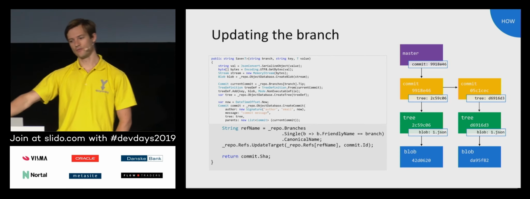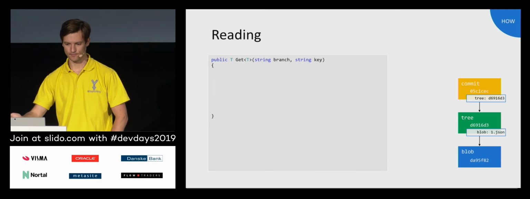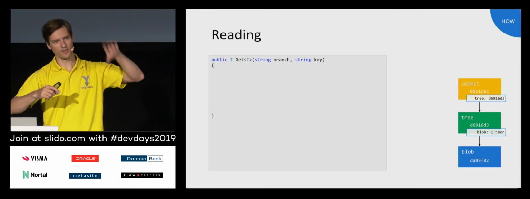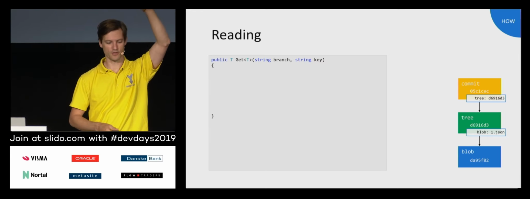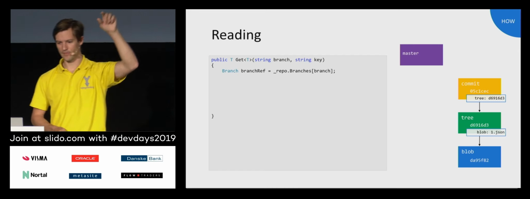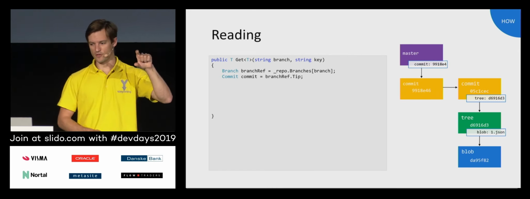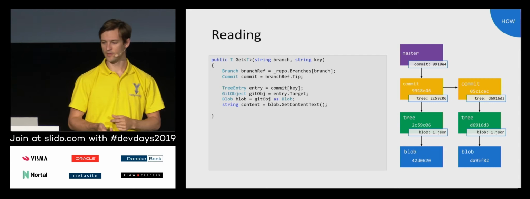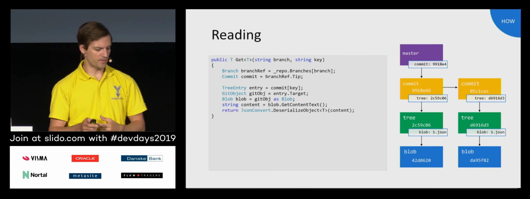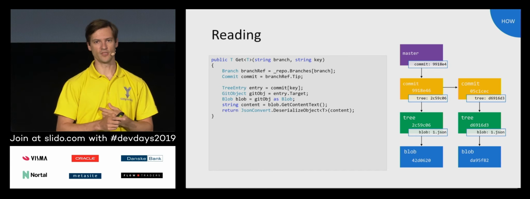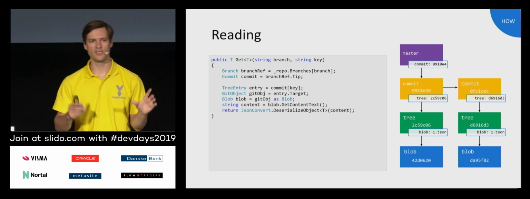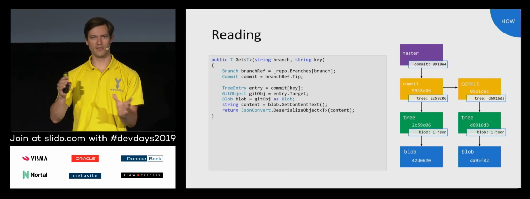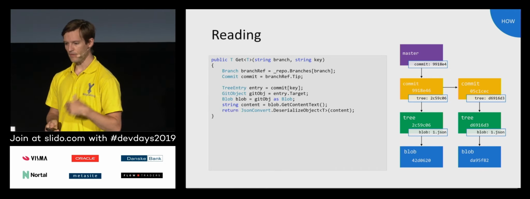So now I've written a file to Git, so how can I get it back out? Well, to get it back out, we'll have to do the reverse operation. We started by writing a blob, a tree, a commit, and a branch. So now I'm going to start from the branch. Then I'll get the tip of that branch, which is the commit. I'll get the tree, and then I'll get the blob. I can get the content of that blob and then just deserialize it and turn it back into the object. So now I've got in C# a basic key value store where I can get my values based on a branch and a key, and I can write into it.